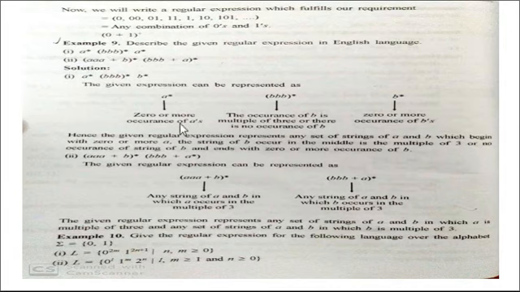Hence the given regular expression represents any set of strings of a and b which begin with 0 or more a, then the string of b occurs in a multiple of 3 or no occurrence of b, and ends with 0 or more occurrences of b.